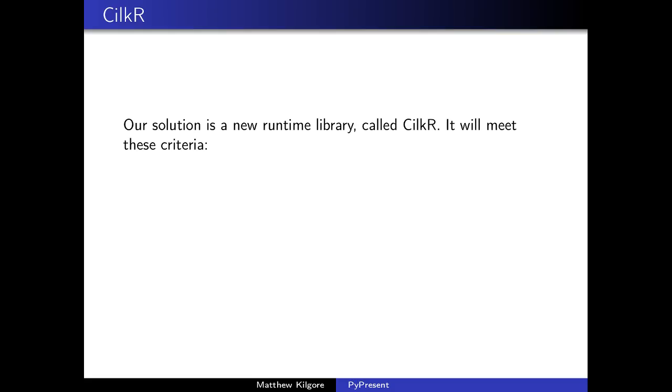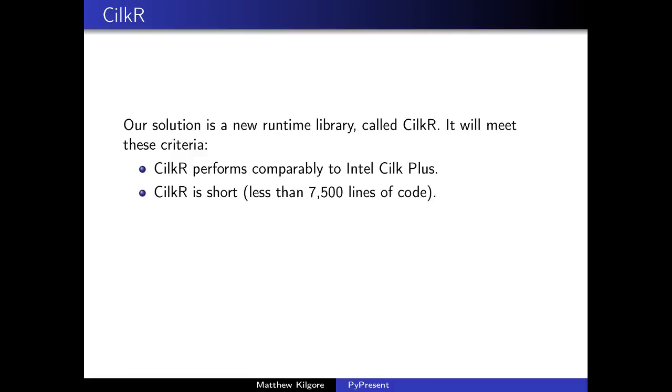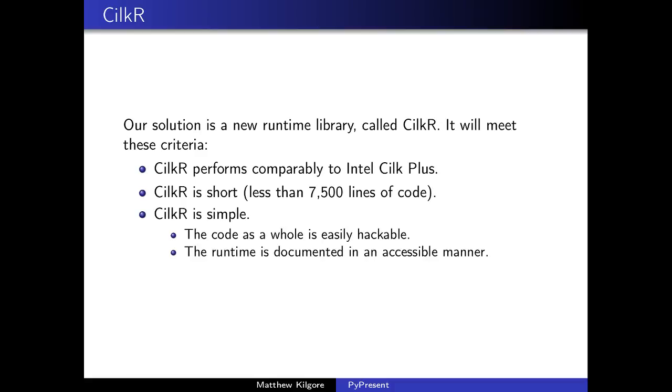So our solution is a new runtime library called Cilk, and it will meet these criteria. It will perform comparably to Cilk Plus, and it will be shorter, less than 7,500 lines of code. It will also be simple. What do I mean by simple? I mean that the code as a whole will be easily hackable, and it will be very well documented.